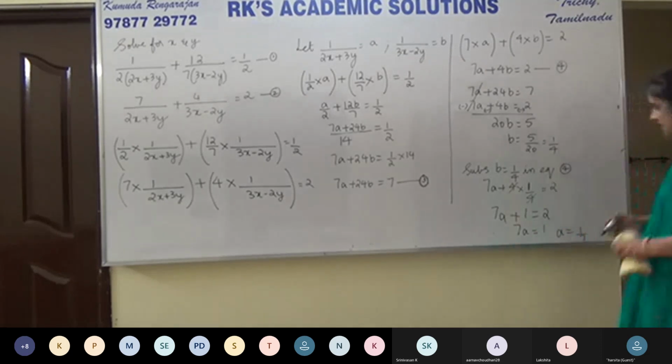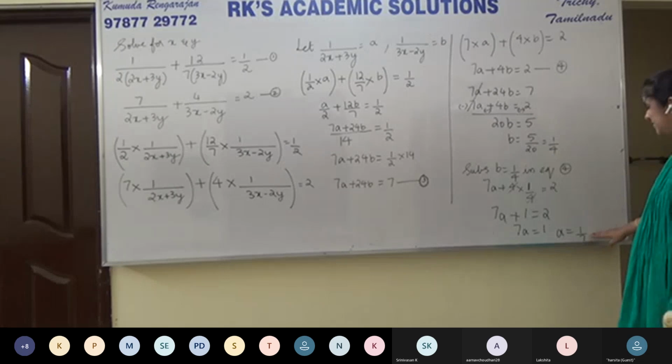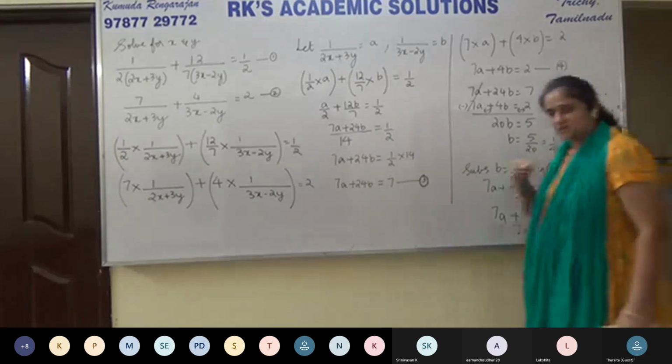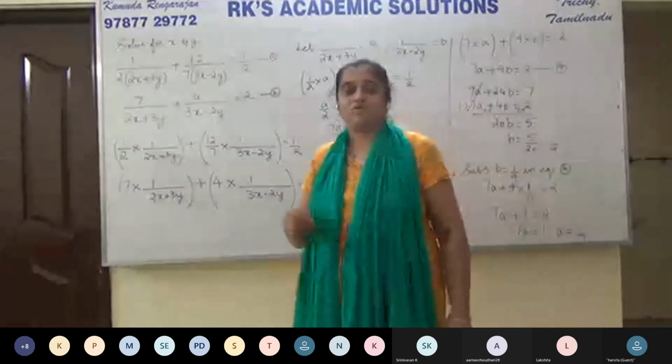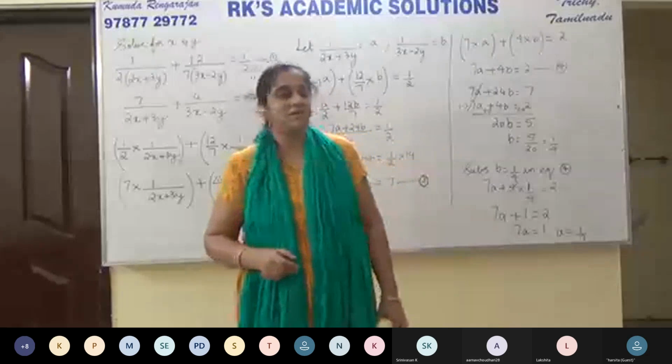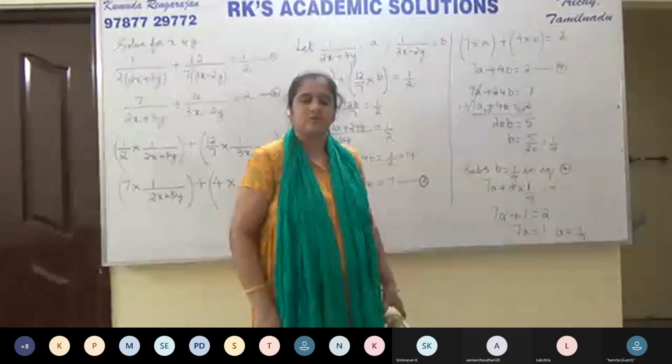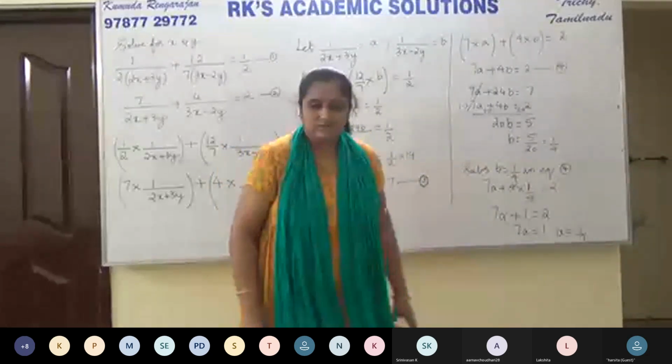So we found the values of a and b. What's the value of a? 1 by 7. What is b? 1 by 4. That's what we have to find first, because we have two equations in a and b, we'll have to solve and find the values of a and b. Now we got it.